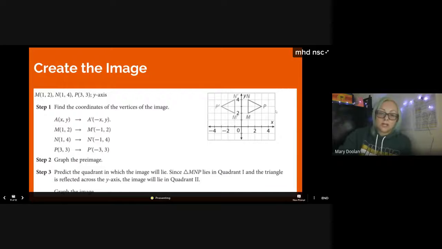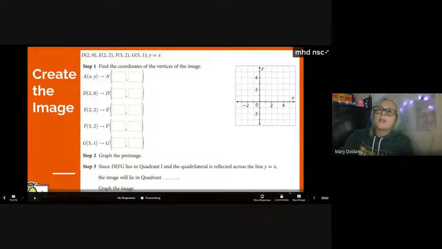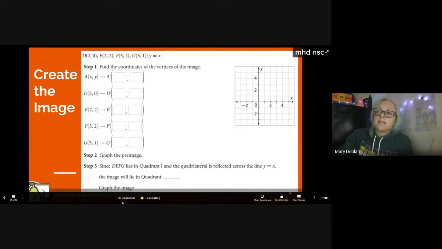And so the image kind of helps you visualize that the y-axis is your vertical axis. It's reflecting over it. If you folded this picture on the y-axis, these 2 triangles would match up perfectly. And then you're going to try that on the last slide.